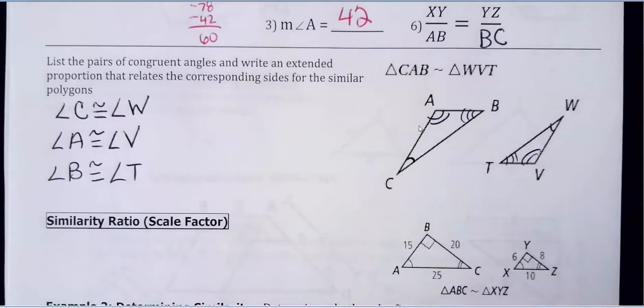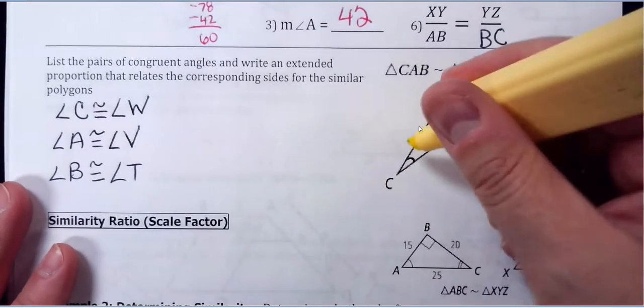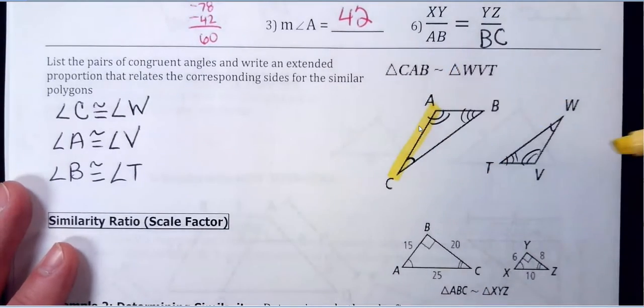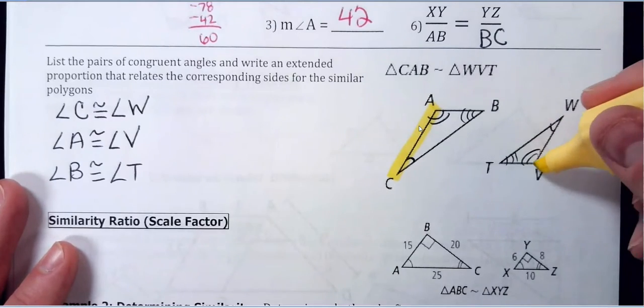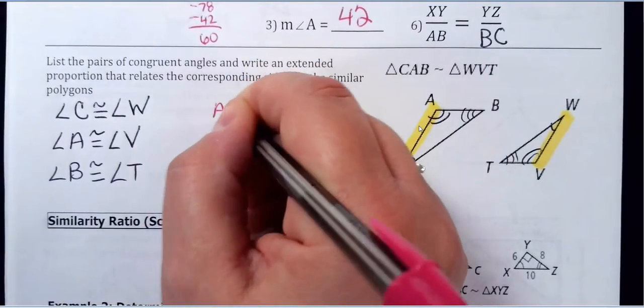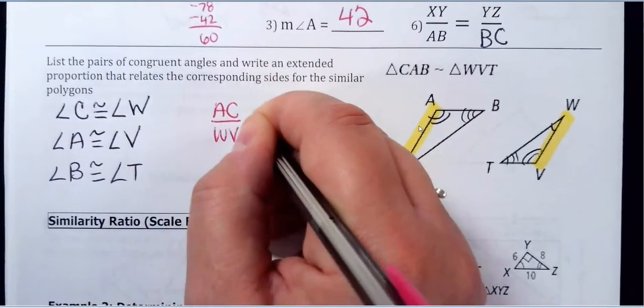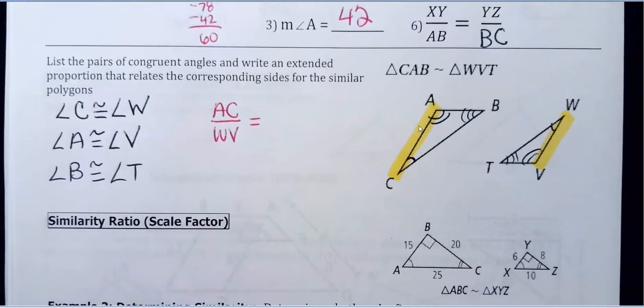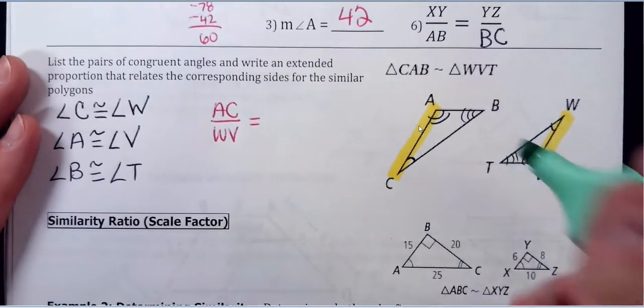So I'm just going to kind of try to color this to make it a little bit easier to see. If I looked at side C to A, that would match up with the side from W to V. So if you are in proportion, you can put those 2 segments into a fraction together. So that's what I'm going to do just real quick. I'm just going to put the bigger one on the top here. So I'm going to put AC over WV. Now, if these are similar, these all have to be equal to each other. If we actually had numbers, which we will in a second, then we can actually check.